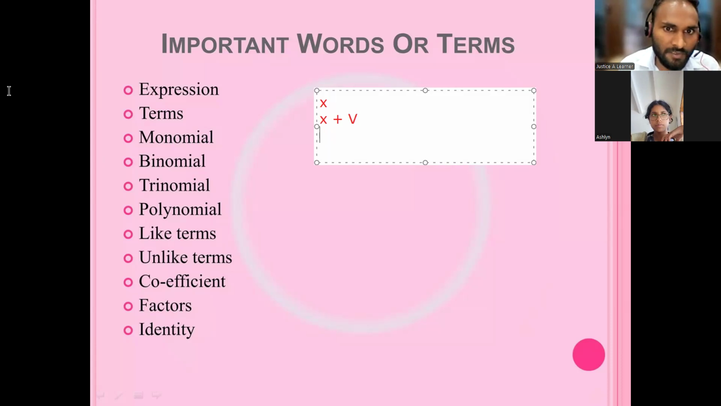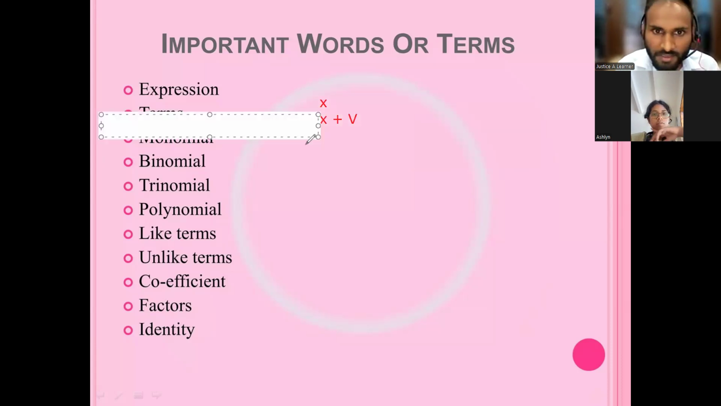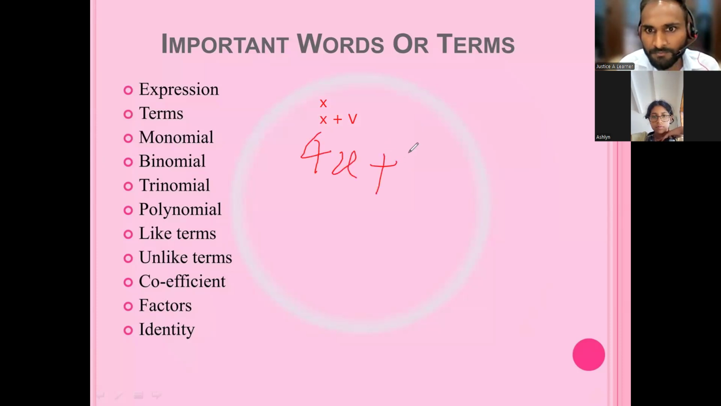4x plus 20. Yes, this was 5, right? So it will be 20. Is that correct? Yeah.